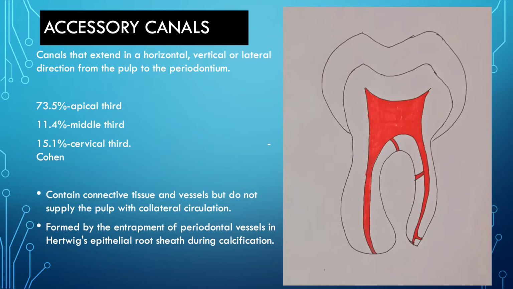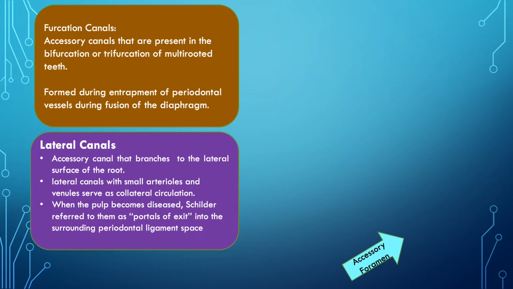A distinction sometimes made between an accessory canal and a lateral canal is that a lateral canal is an accessory canal that branches to the lateral surface of the root and may be visible on a radiograph. Now, there are different types of accessory canals. They are the furcation canals and the lateral canals.